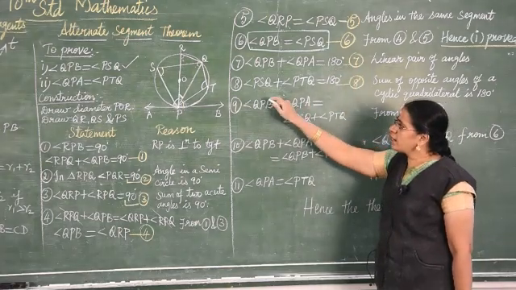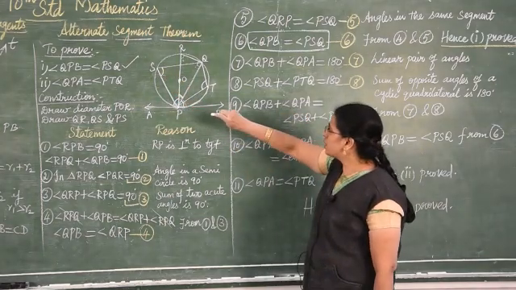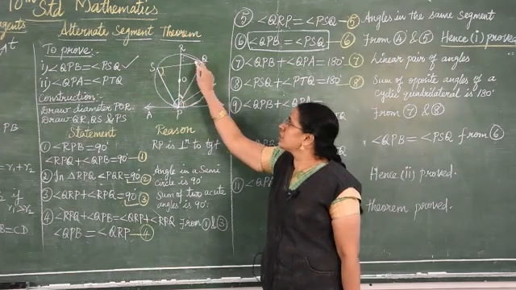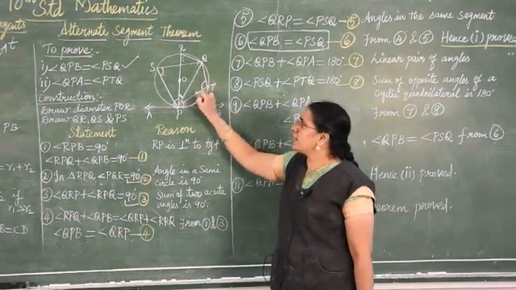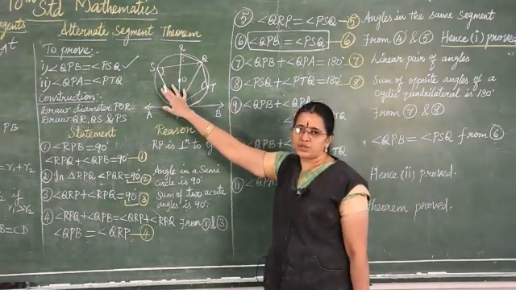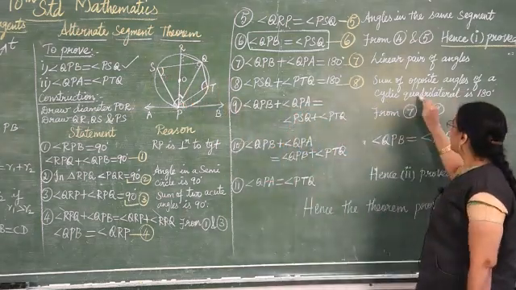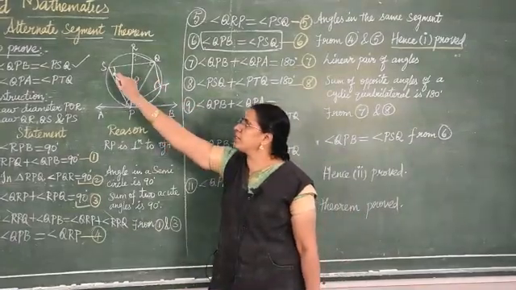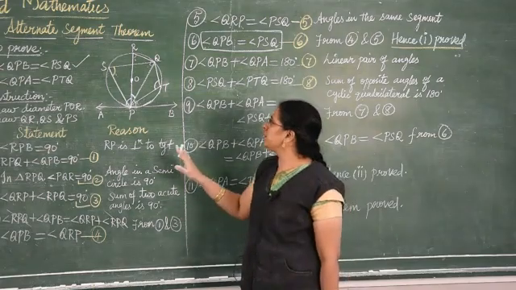Then one more: angle PSQ plus angle PTQ. These two angles. Consider this as a quadrilateral inside the circle, a cyclic quadrilateral. The sum of the opposite angles of a cyclic quadrilateral is 180 degrees. Whenever you add these two angles, their sum is equal to 180 degrees.